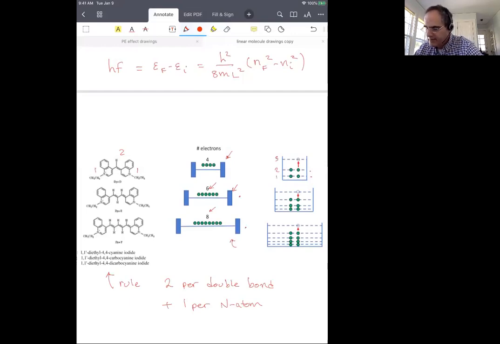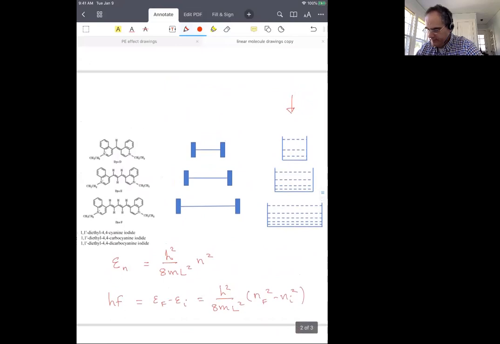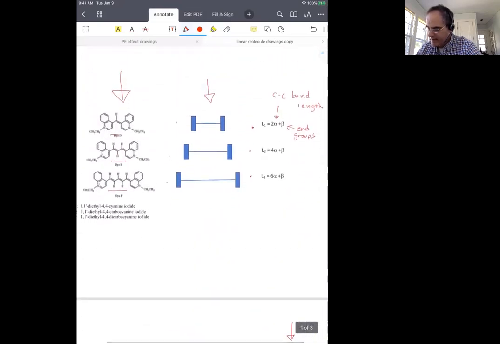The goal of the experiment is to find alpha, the length of the carbon-carbon bond. And you should be able to do that by fitting the absorption energy that you observe in each of the 3 molecules. Okay, good luck.